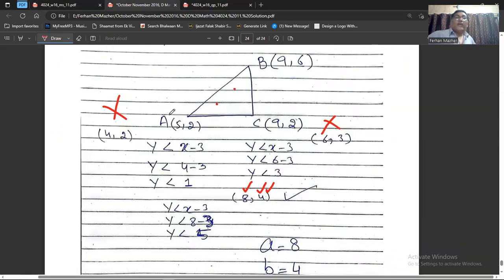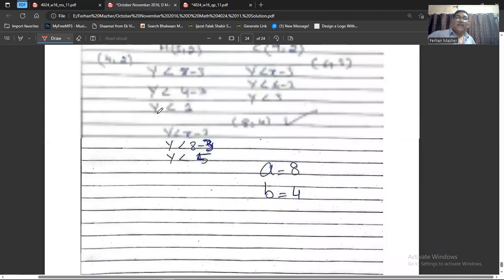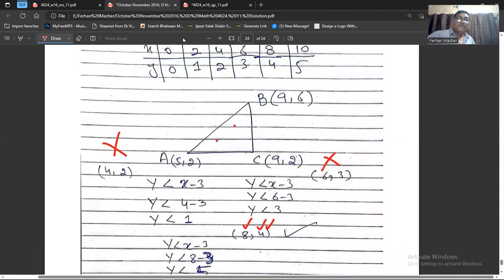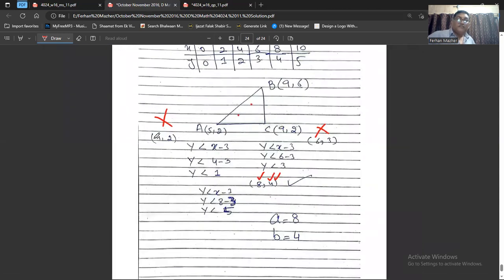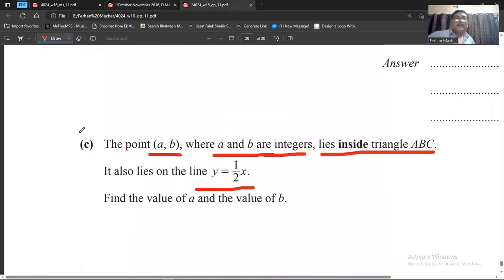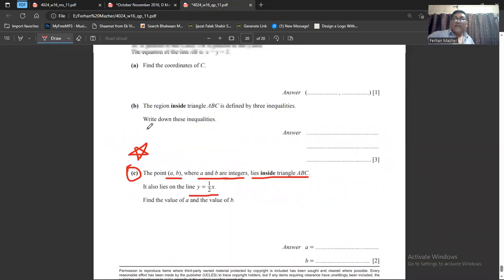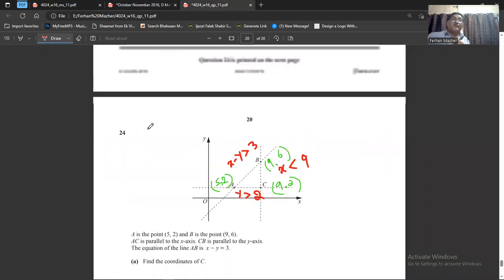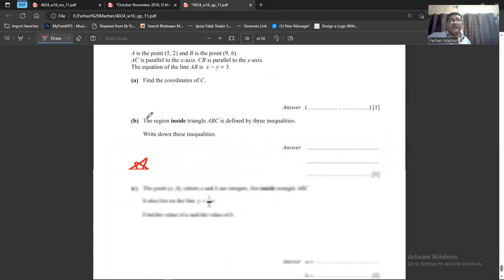We have reached the end of this question. This last part is not easy. It's a star question. So we have reached the end of this paper. This was question number 24.